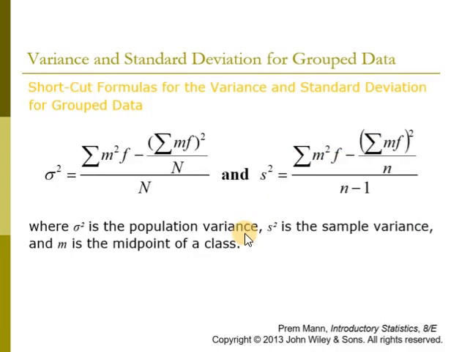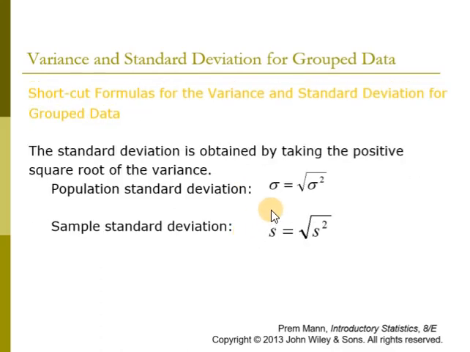Again, the shortcut formulas are more efficient to calculate the variance and standard deviation. This is the basic formula, and this is the shortcut formula. The population standard deviation is sigma. To get it, you just take the square root of the variance. This is the variance in the population, and this is the variance in the sample, s squared. Square root it, and you will get the standard deviation of the sample.